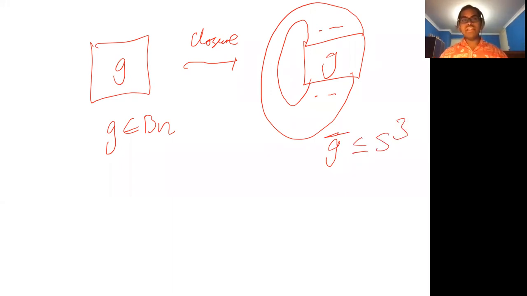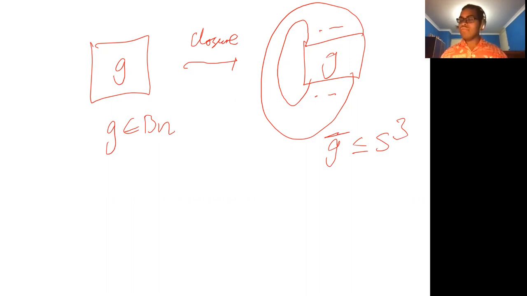And this process is in fact surjective. So every link in S3 arises as a closure in this fashion. This is a theorem of Alexander. And in fact, there are infinitely many different braids that give you any given link. So an important question is, how do we relate two different Gs that give you the same closure? How do we relate them? And Markov's theorem states that they're related by a finite sequence of moves called Markov moves.